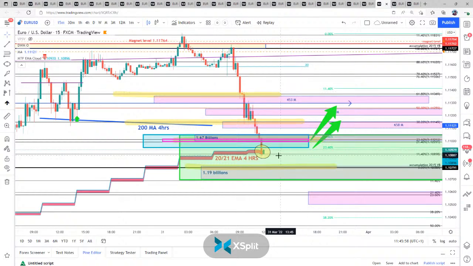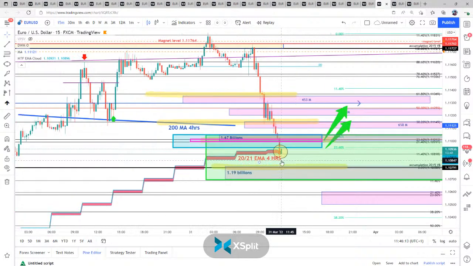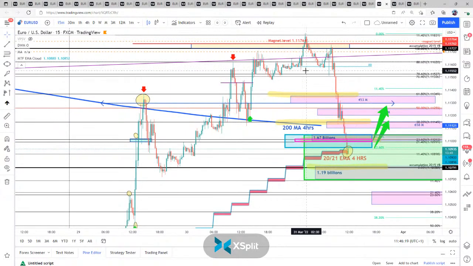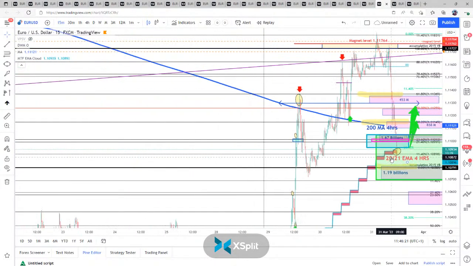Then we will be struggling inside the 4-hour 2021 and the 4-hour 200. We will create a kind of conjunction here of accumulation, because when you see things like this, it's smart money that is accumulating a lot of position when we are inside the range.